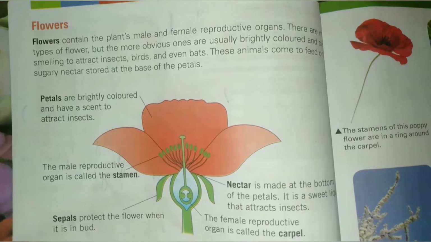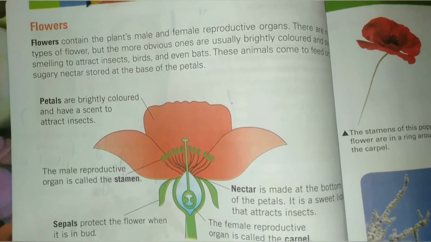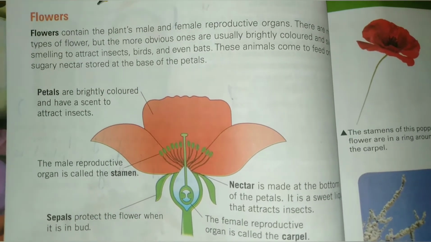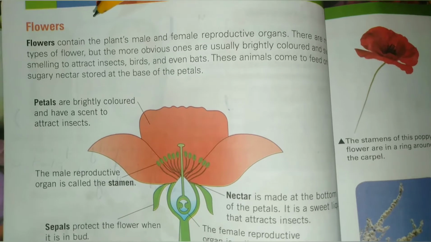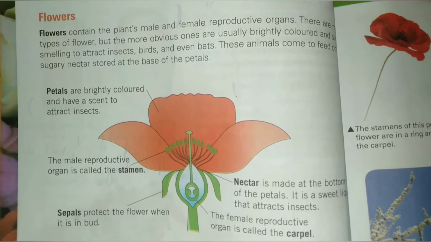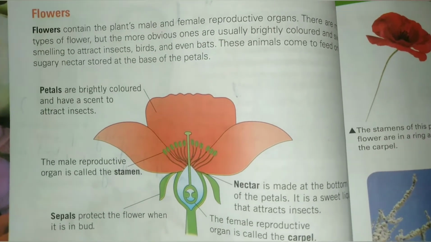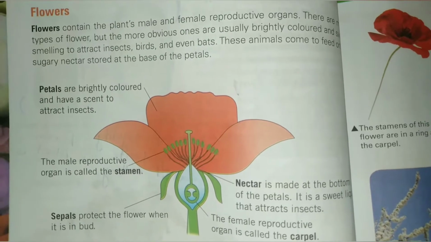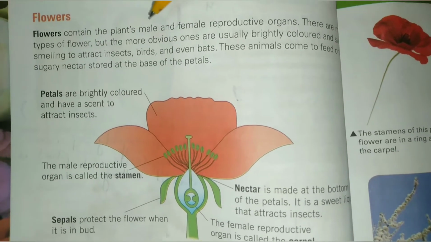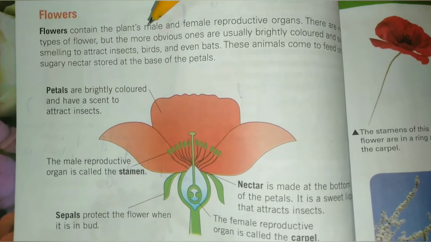Today our topic is flowers. This is the last topic of chapter number 2, that is plants and their system. The flowers contain the male and female reproductive organs, and without them a flowering plant is not able to reproduce itself.